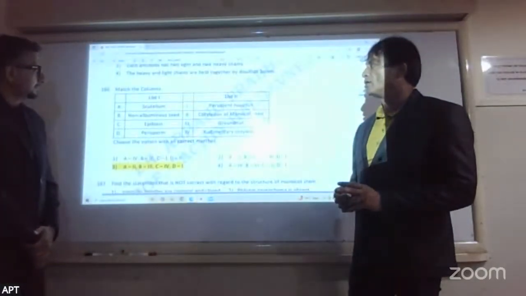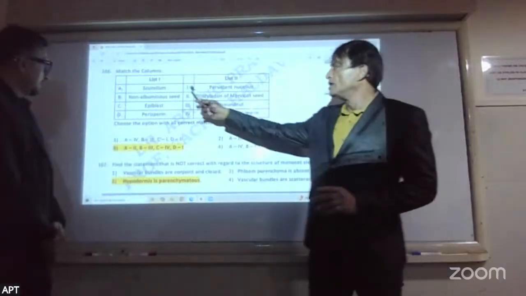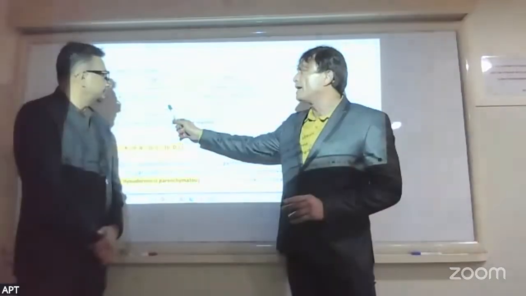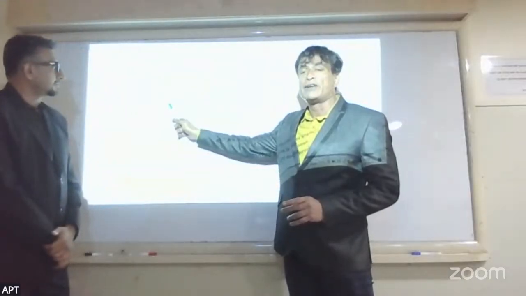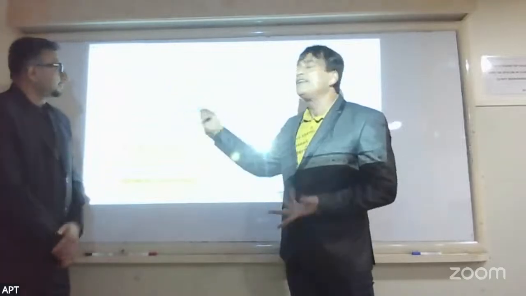Again, a match-the-column problem. Straight. So number 3, but it is straight NCERT. Scutellum. One sec. Scutellum, epiblast you might not have heard of, but it is labeled in the diagram. And this epiblast is always a rudimentary cotyledon. The rest 3 you obviously know.